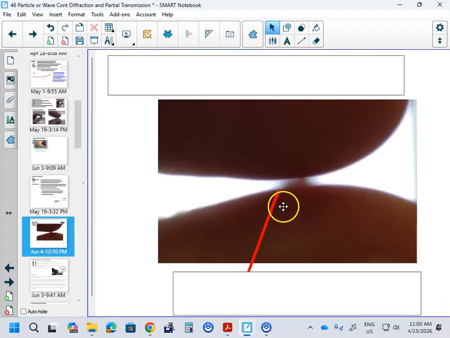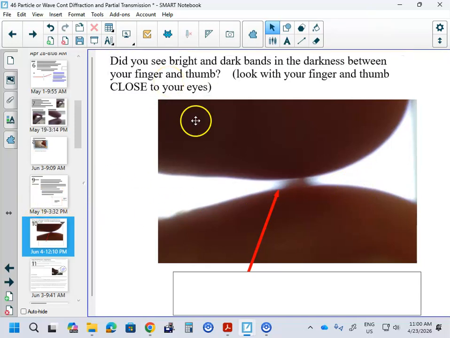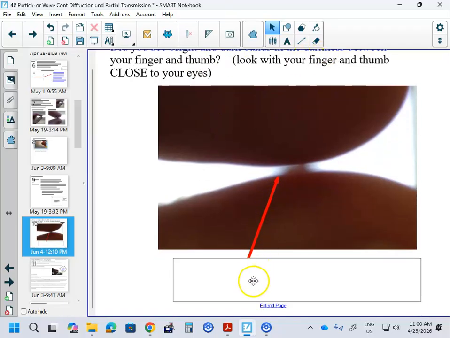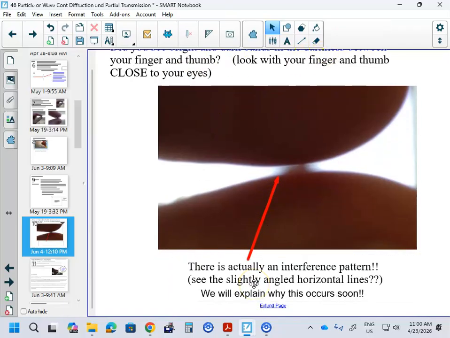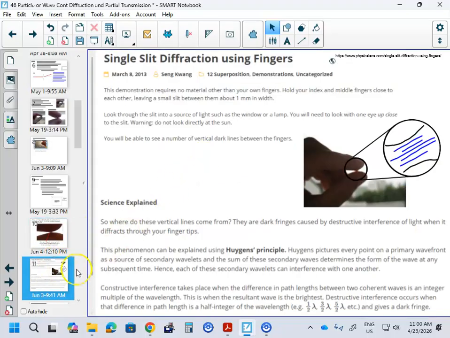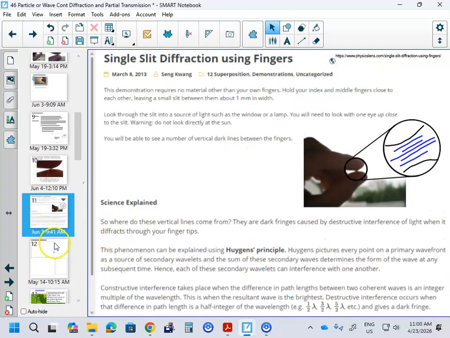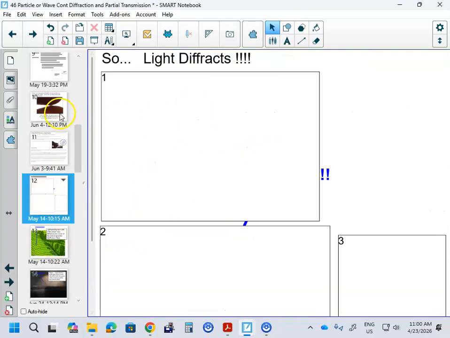That's this right here. You can see just a ghost image of lines, streaks. It looks like someone took an eraser and smudged it horizontally. Those are actually interference bands, which we'll review later on. We've already done it in grade 11. So that is bands of interference patterns, light showing interference even. Check that page and the link out if you're interested.